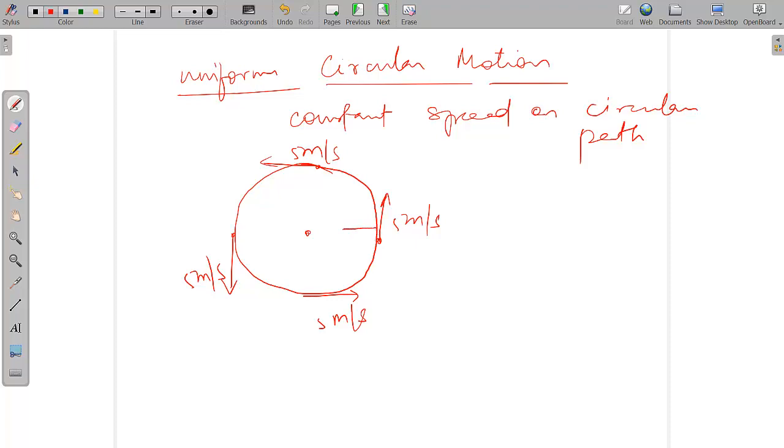The acceleration here is always towards the center, and as I told you in the previous class, a equals v square by r, the centripetal acceleration. I'll put c here for centripetal acceleration. This is also equal to omega square r. This one I told you in the previous class. Both v square by r or omega square r you can write. Since v equals r omega, if you put this here, it becomes this.